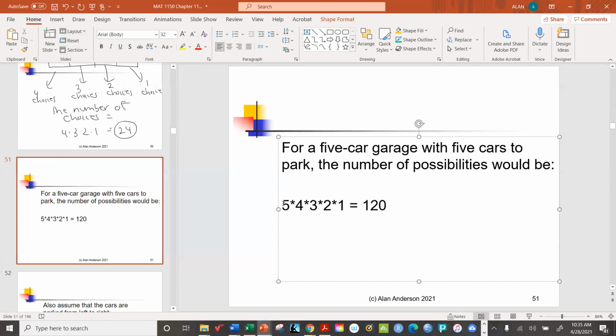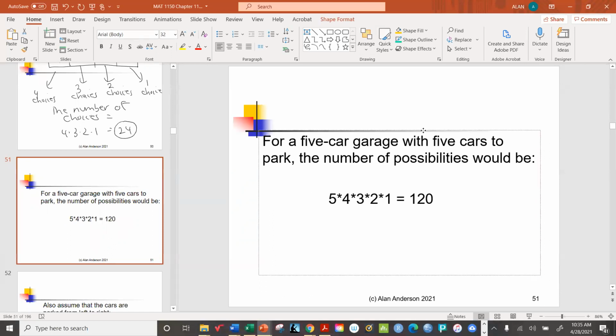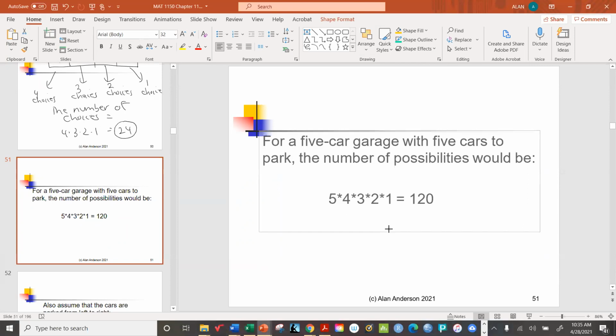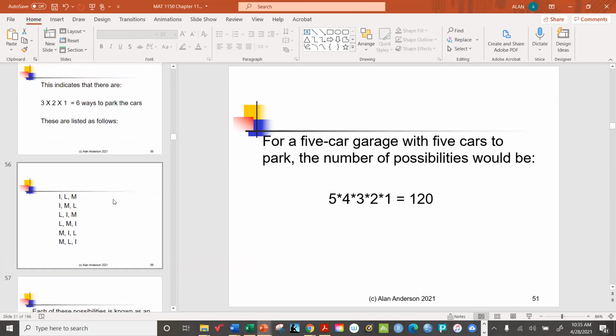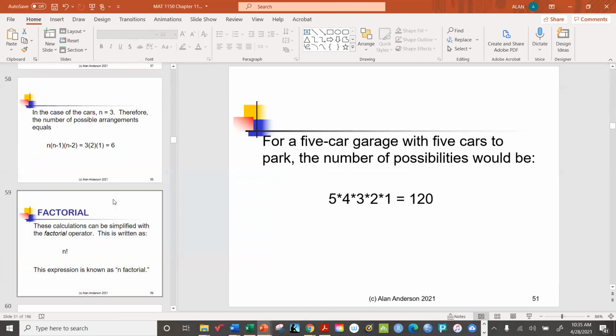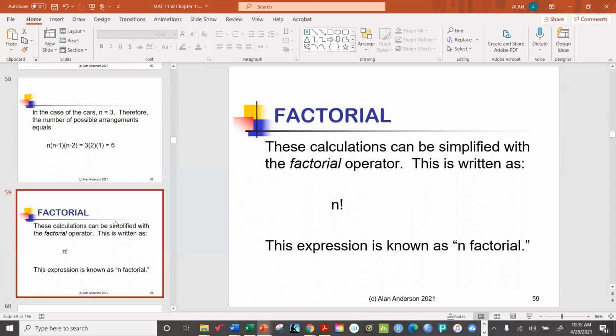So what does this have to do with a mathematical operator? Well, we're about to introduce one that you may not have ever seen before, which will do exactly this for us. It's called factorial. It's written as n with an exclamation point after it, and that's pronounced in English as n factorial.